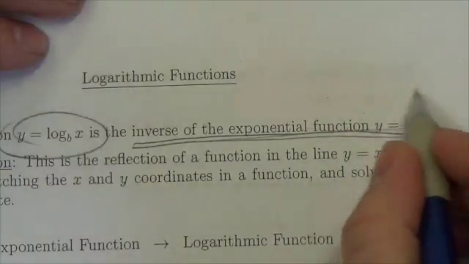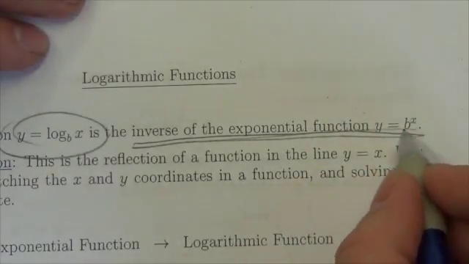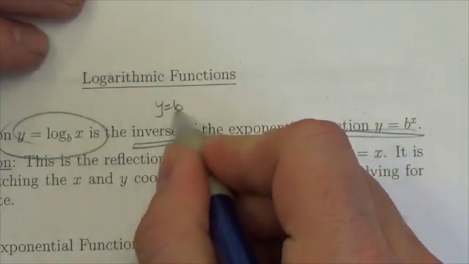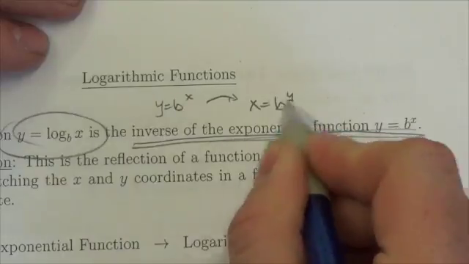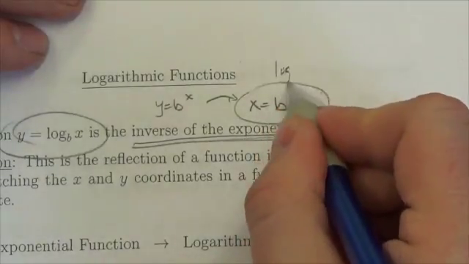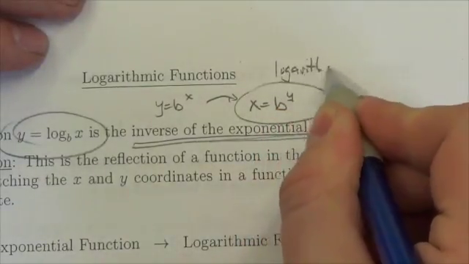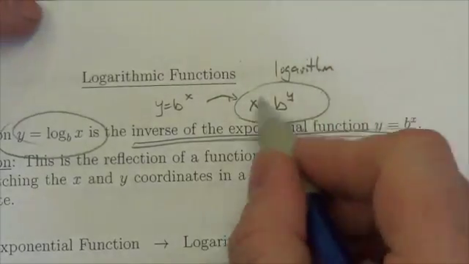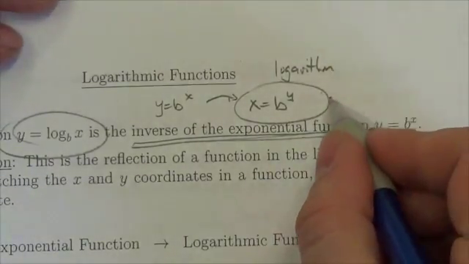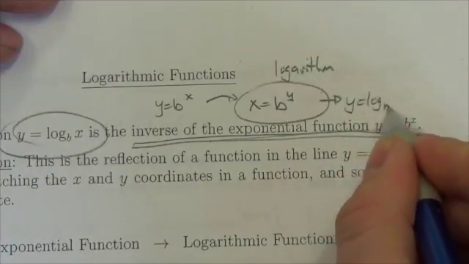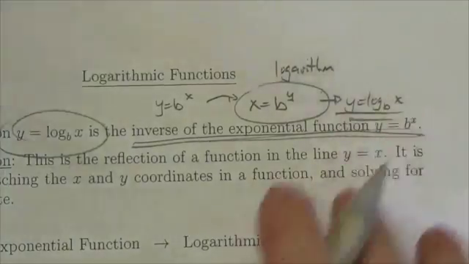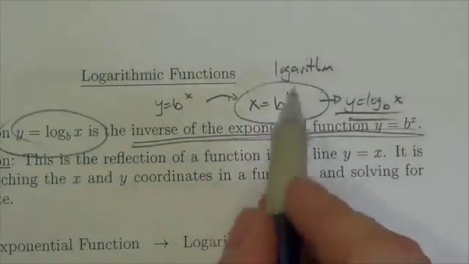In other words, when you take the inverse here, when you take that y equals b to the x, when you find the inverse of it, you get x equals b to the y. This is the logarithm. However, it's not written in a good form here, so what I do is I convert this to the logarithmic form, y equals the log base b of x. And that's more useful to me. This is correct. This is the inverse.